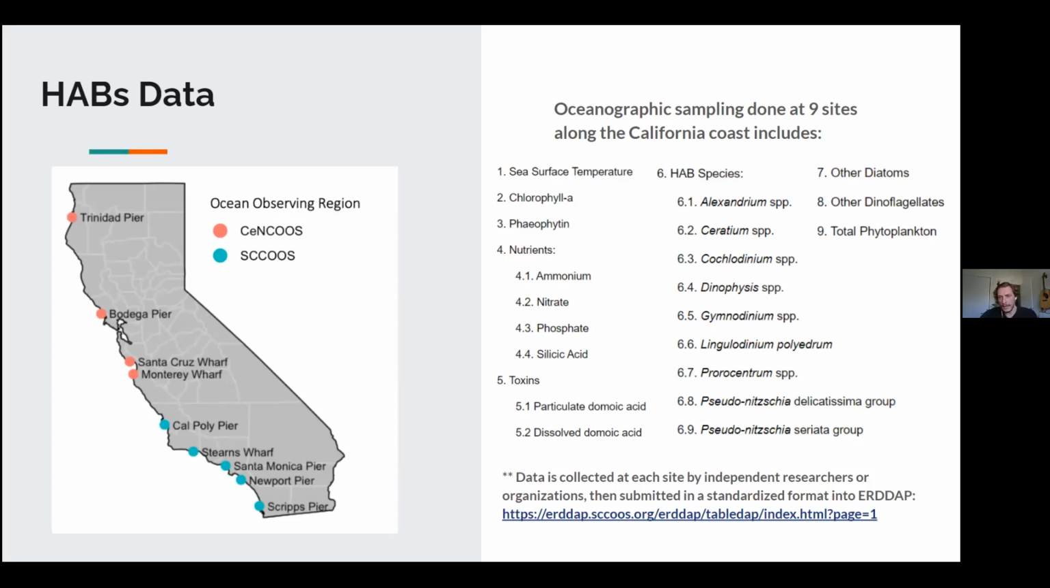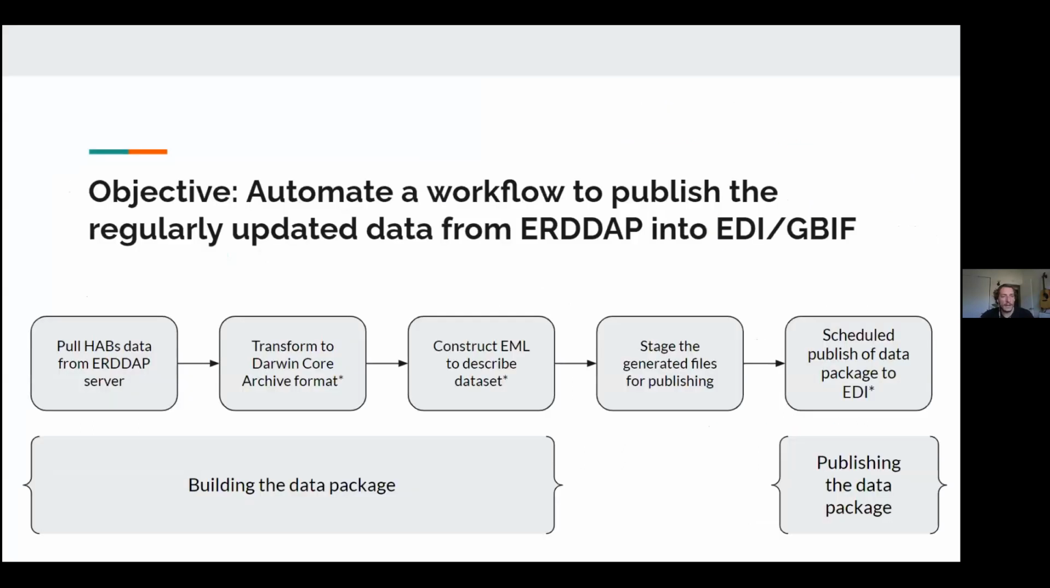And here are some of the other measurements that are taken. It's not just species, but those are definitely one of the primary things that the HABs team looks at, but also sea surface temperature, chlorophyll, things like that. And so the overall objective that I had coming into this was to automate a workflow to publish the data that lives in ERDDAP and publish it into data repositories like EDI and GBIF.